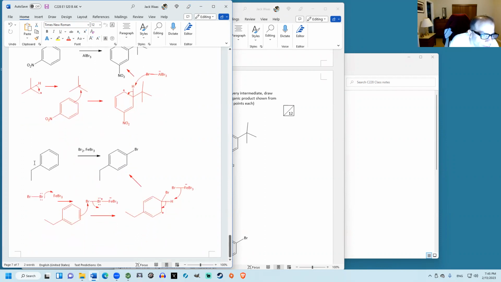This is almost exactly like the one we just did earlier, except we had a methyl group instead of an ethyl group. So the mechanism's the same. One that we haven't done, would you guys like to see a nucleophilic aromatic substitution?